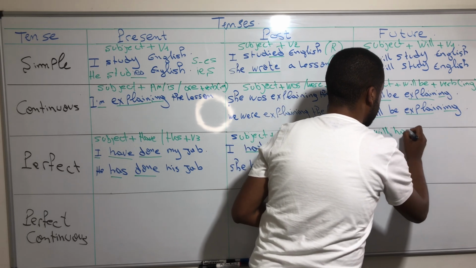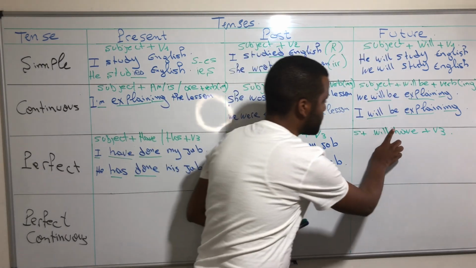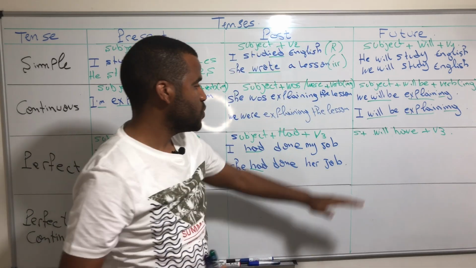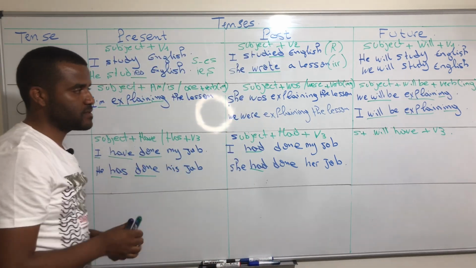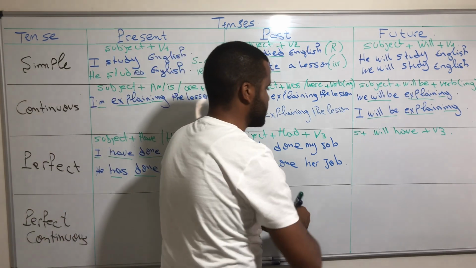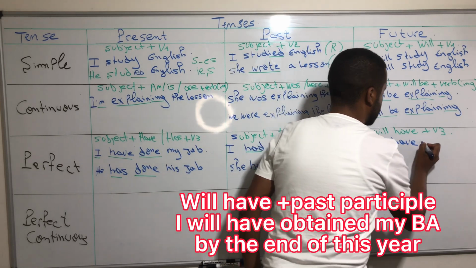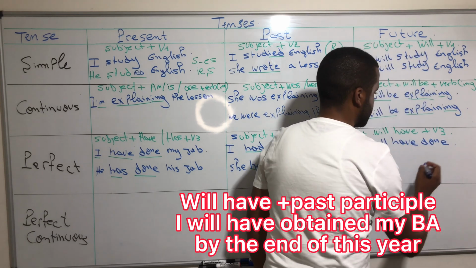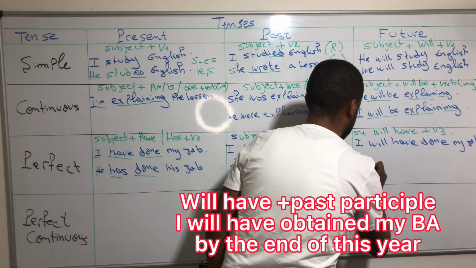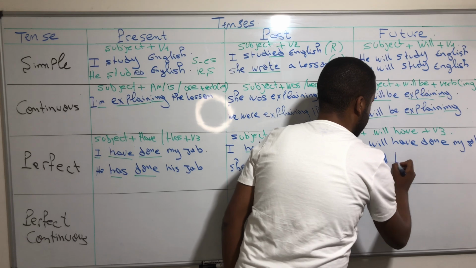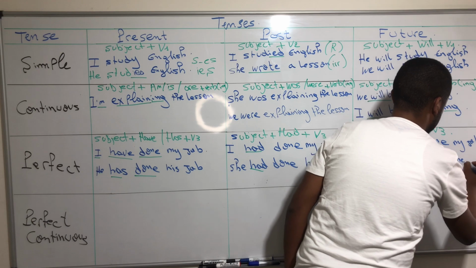So will have plus the V3 means the past participle of the verb. V3, will have plus the past participle of the verb. We are going to keep the same sentence. For example, we can say I will have done my job. Or, in other words, she or he will have achieved her dreams.